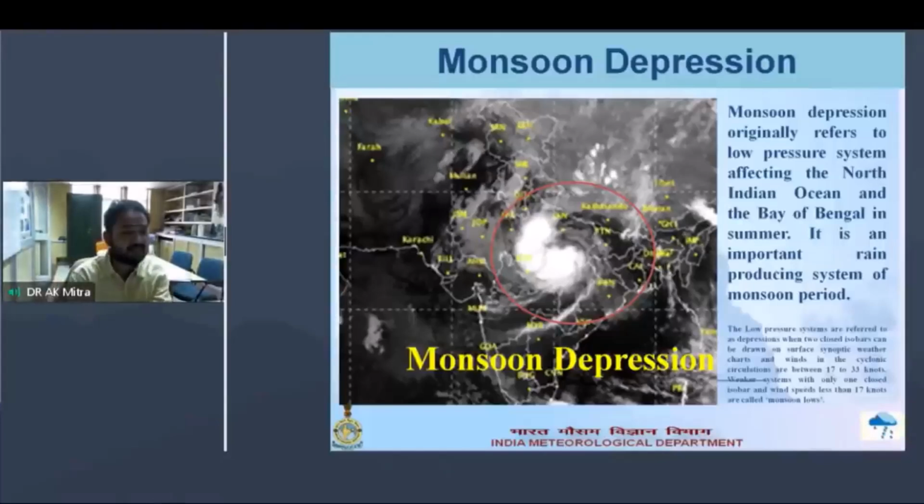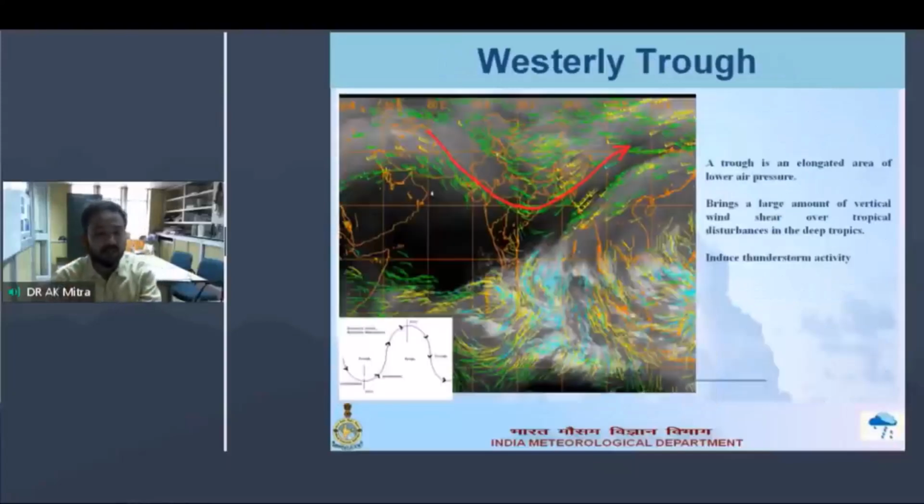It helps us understand what could be the rain. So we can predict that over Gujarat, over East MP, over West MP, over the northern part of Maharashtra, and Chhattisgarh, heavy to very heavy rain is supposed to happen. And then there are the westerly troughs. This is also very important.